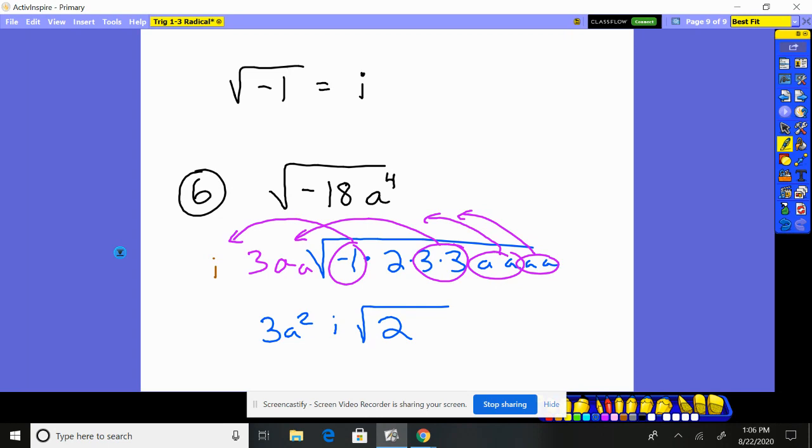And then we simply have the square root of 2, okay? Now, we sometimes will want to do that. The other thing they will do, 3a squared root 2, and then put the i out here. Either one is fine. I am perfectly fine with right here, and you don't even need to worry about your parentheses around the 3a squared. So this is how we end up dealing with radicals. Hope that helps you.